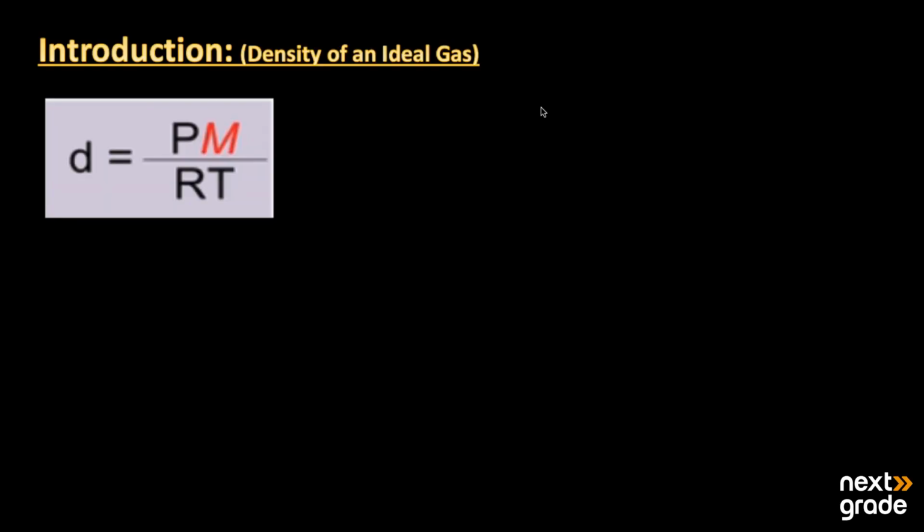So in our today's video, we will basically discuss the density of an ideal gas. When we talk about density, density is equal to mass per unit volume. That is, how much volume has been covered by the given gas according to its mass, or it is known as the ratio of mass to volume. So here we will discuss the density of an ideal gas.